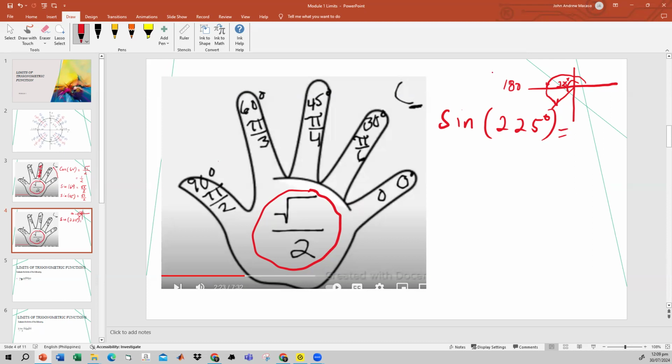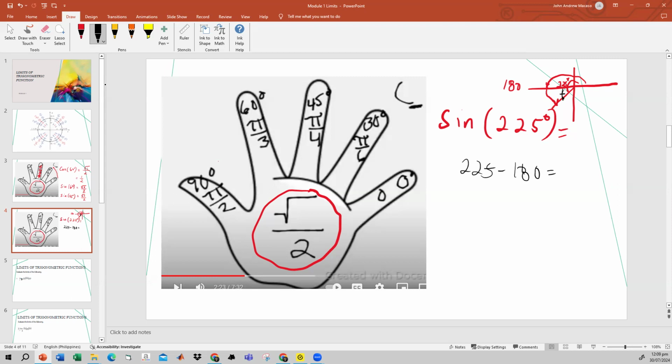So what we will do, class, is we will get the reference angle. So what is the reference angle? Actually, the reference angle is the angle measured from the x-axis to the terminal side of the angle. So in that case, this will now become the reference angle. So what will be the reference angle that we can have here? That's 225 minus 180. That's how we'll get the reference angle.